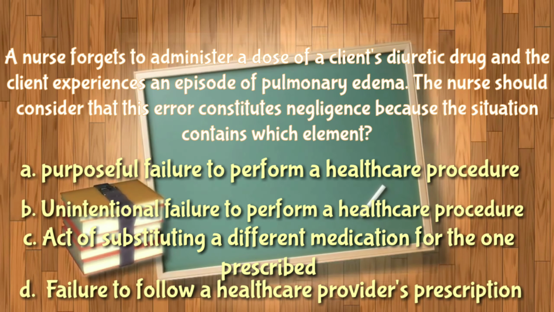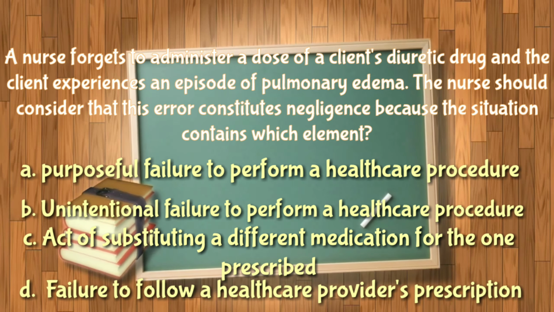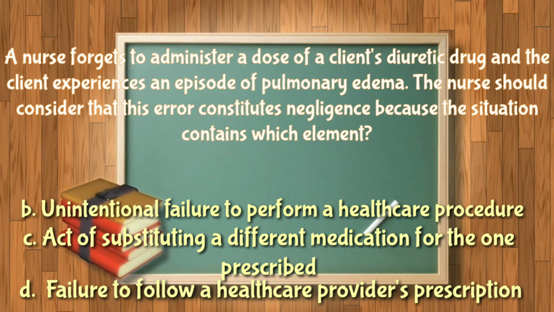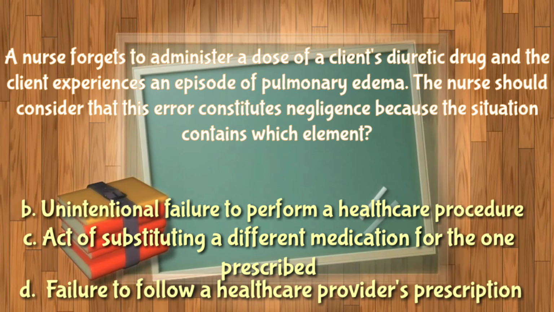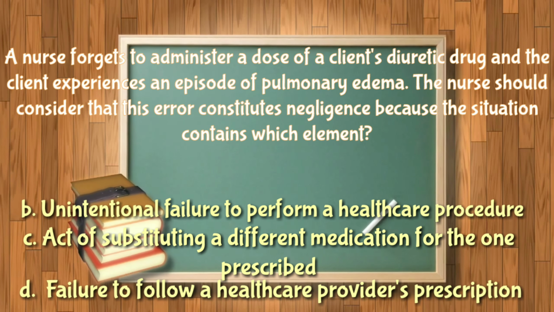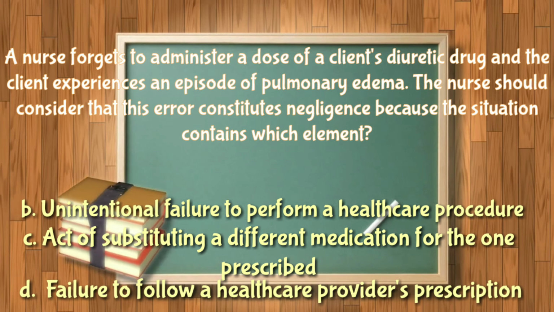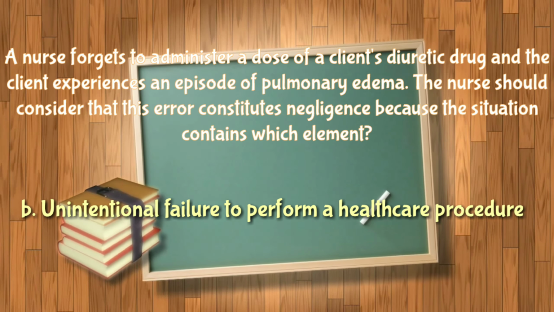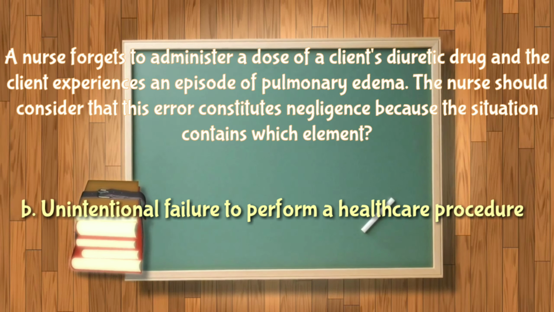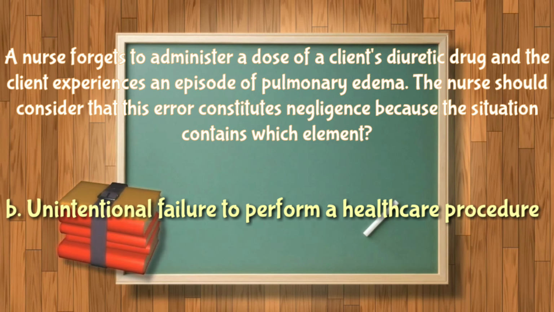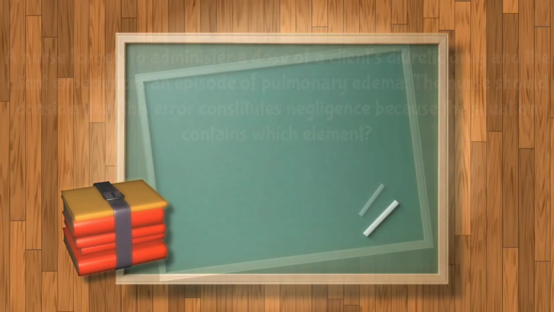So for this question, let's eliminate first letter A. A purposeful failure to perform a procedure would be the opposite of negligence, which is unintentional. The question implies an unintentional act of a nurse which results in negligence. So letters C and D do not fit the description in the situation in the question. So the answer is letter B, the unintentional failure to perform a healthcare procedure. Let's proceed to number 3.